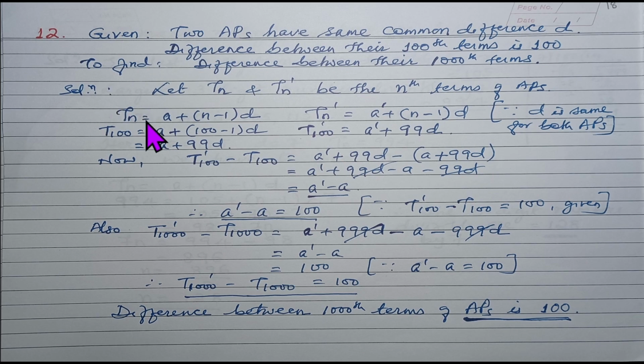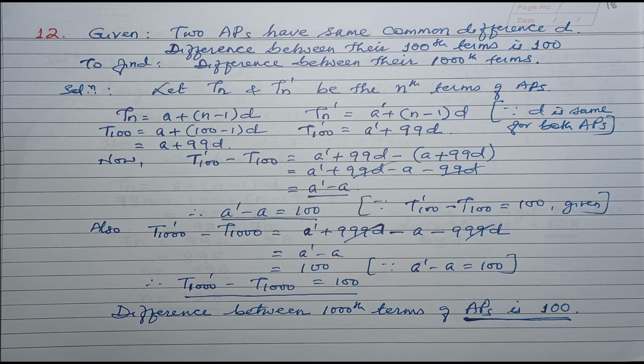Now T100 is equal to a plus 100 minus 1 into d, or a plus 99d. Similarly, T dash 100 is equal to a dash plus 99d. We are given that the difference of the 100th terms is 100, and therefore T dash 100 minus T100 is 100. Therefore 100 is equal to a dash plus 99d minus a plus 99d, and simplifying we get a dash minus a. So we have got a dash minus a as 100.